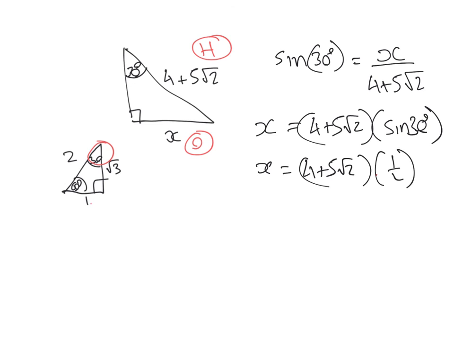So, okay, times a half. Oops, times a half. So x equals, well, 4 times a half is 2. And 5 times that is plus 5 over 2 root 2. Which is quite ugly, but then sometimes the answers are going to be, aren't they? Because you're not using a calculator.